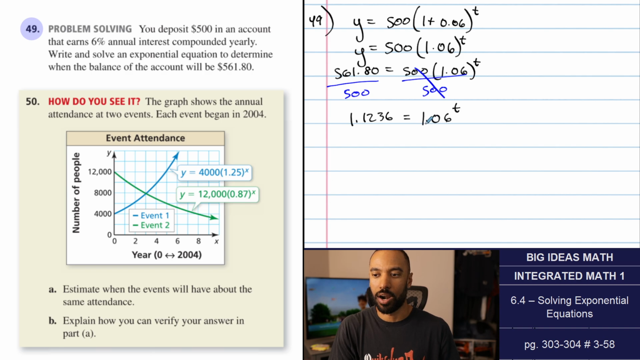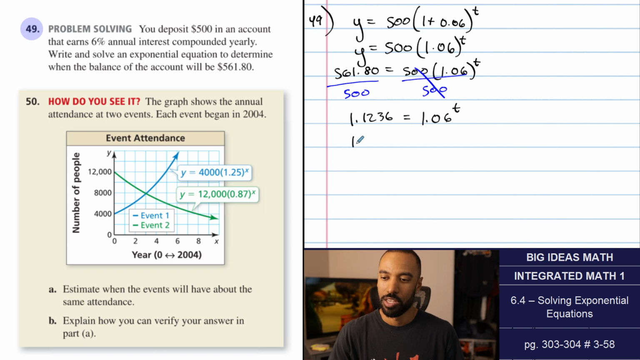This is one of those things where, hey, what power can I raise this to get it? So I'm actually going to do a little bit of guess and check here. I hope you don't mind that. Normally, I wouldn't do this kind of thing. What if you square it? Oh, when you square it, that's the answer. I was going to say, what if you cube it? But I guess it's when you square it. So these are both 1.06, like this 1.06 squared equals 1.06 to the t power.